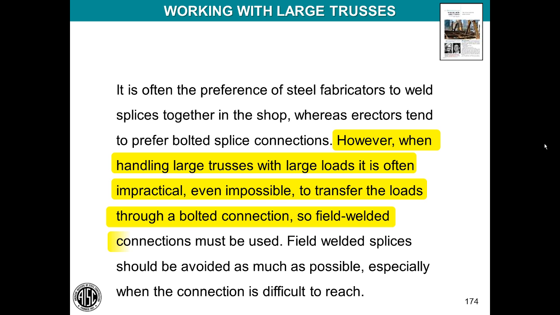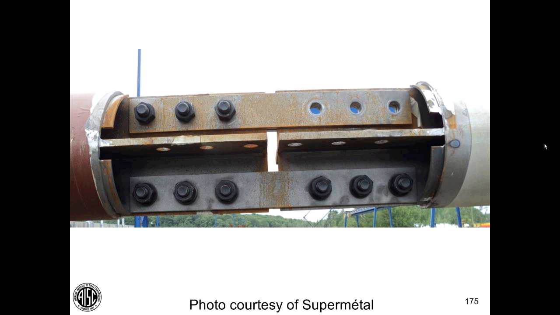Here is a field bolted connection of one of those tubular members, and it looked ugly, and so they wrapped a sleeve around it to make it look like it was a directly welded connection. Now, I'm not worried about these bolts. They had to do a lot of welding to make this bolted connection work. I'm just trying to illustrate the fact that bolted connections can really look ugly and welded connections can look very good. And it's not just me.